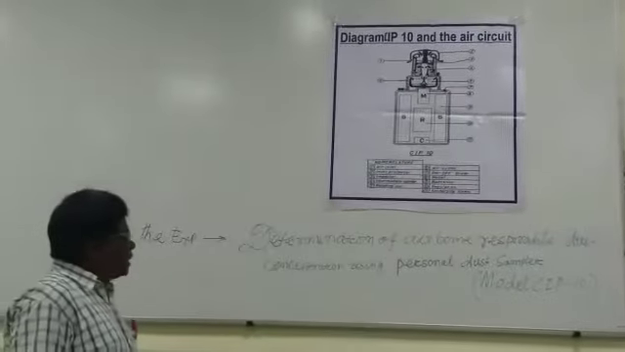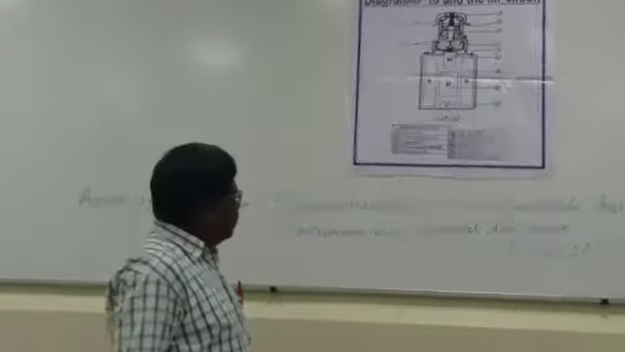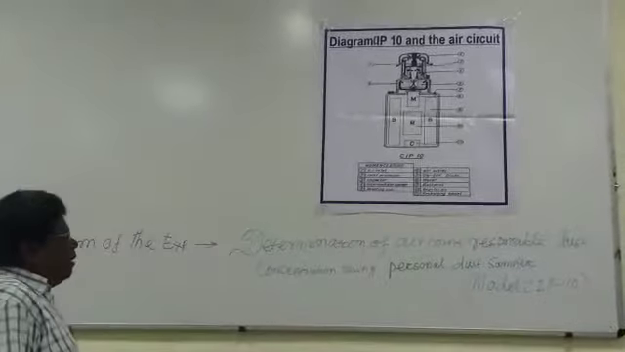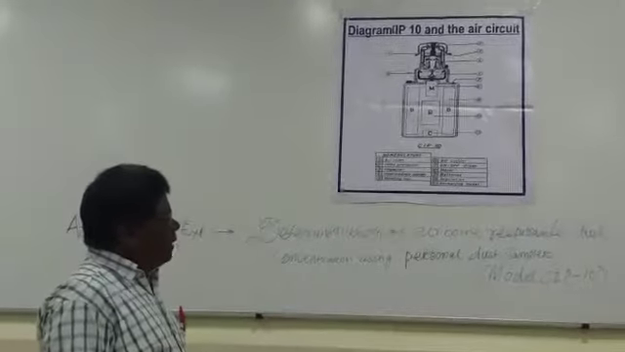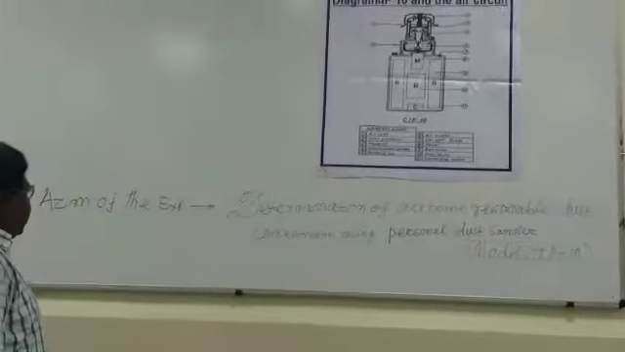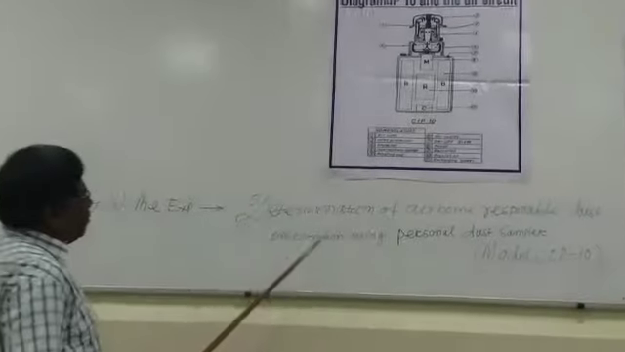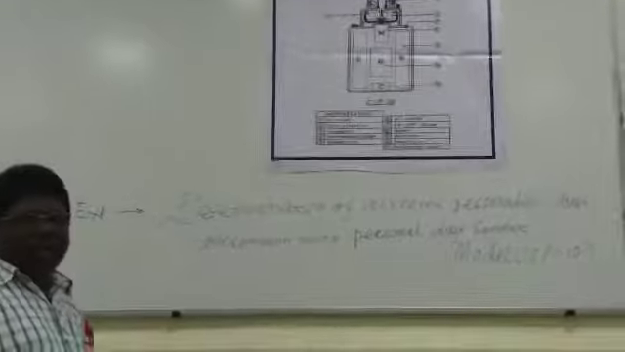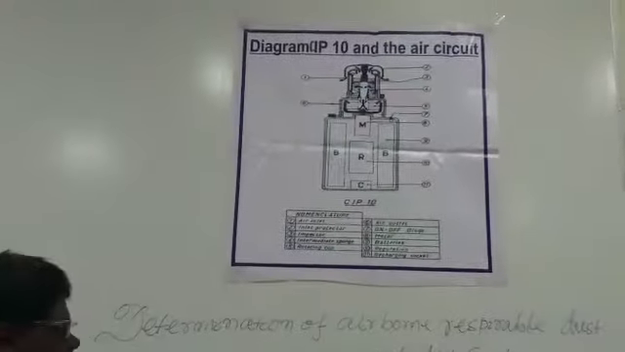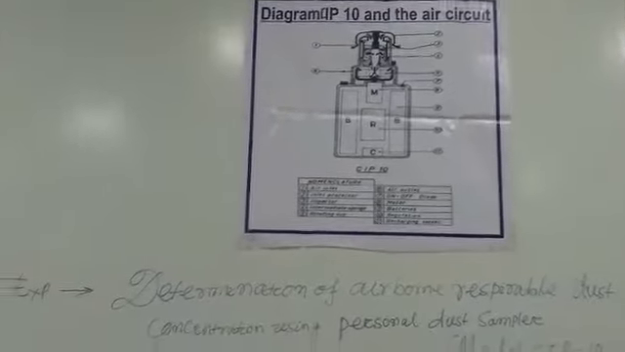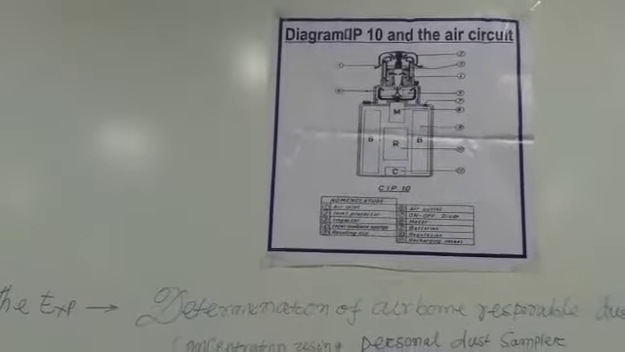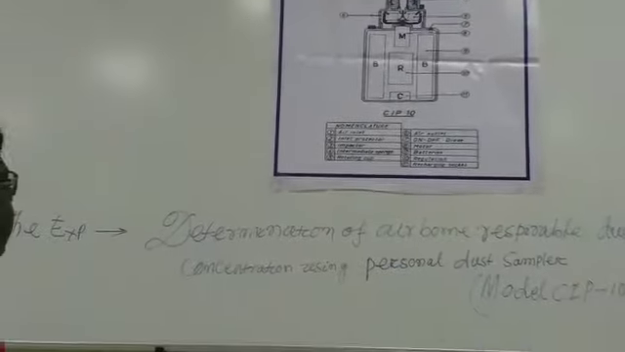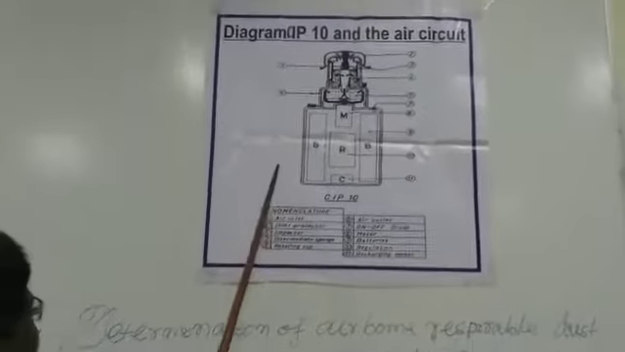Today we will discuss this personal dust sampler. The model is the CIP10. Today's experiment is the determination of airborne respirable dust concentration using a personal dust sampler. Basically, we have this diagram of the CIP10.